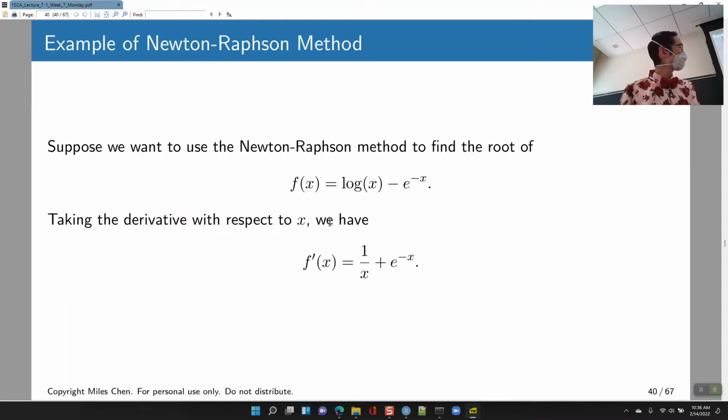So let's try it. Okay, so here's our same function from earlier, log of x minus e to the negative x. This requires us to find the derivative. So the derivative of log of x is 1 over x, and the derivative of e to the negative x is e to the negative x. We apply the chain rule, negative 1, and so it becomes plus e to the negative x. So this is my derivative.